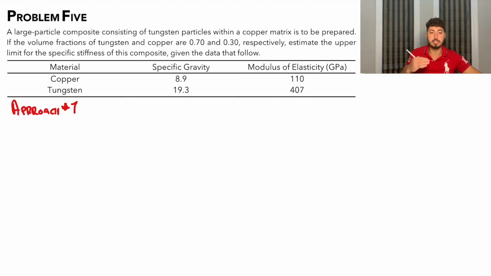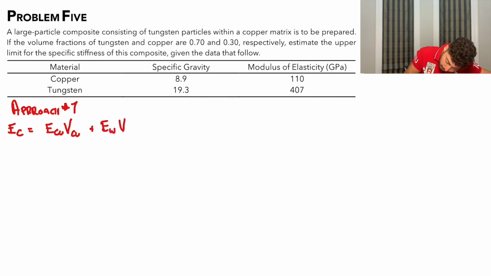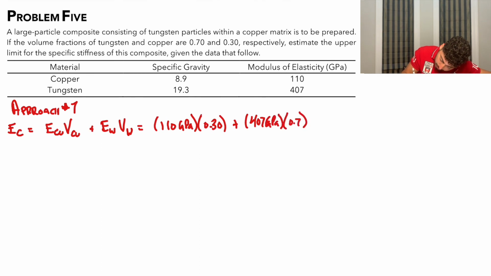So approach number 1, we're going to calculate the modulus of the composite and the density of the composite separately. For simple rule of mixture, the modulus of the composite is equal to the modulus of copper times the volume fraction of copper plus the modulus of tungsten times the volume fraction of tungsten. So that's going to be equal to 110 gigapascals times 0.3 plus 407 gigapascals times 0.7, and that's going to yield a value for the composite of 317.9 gigapascals. So that's the Young's modulus for this composite.